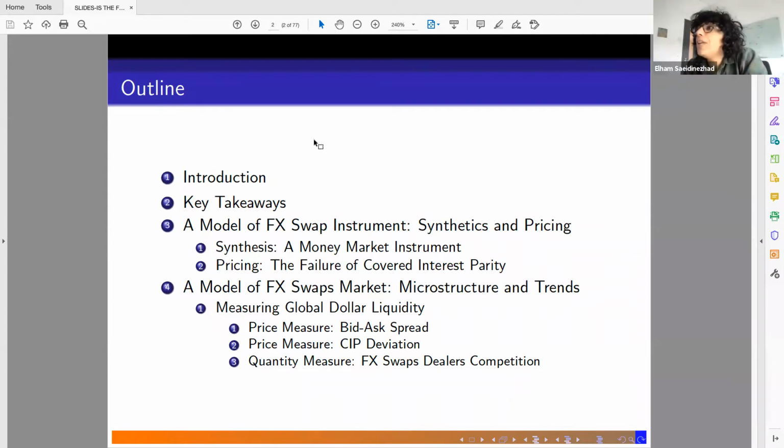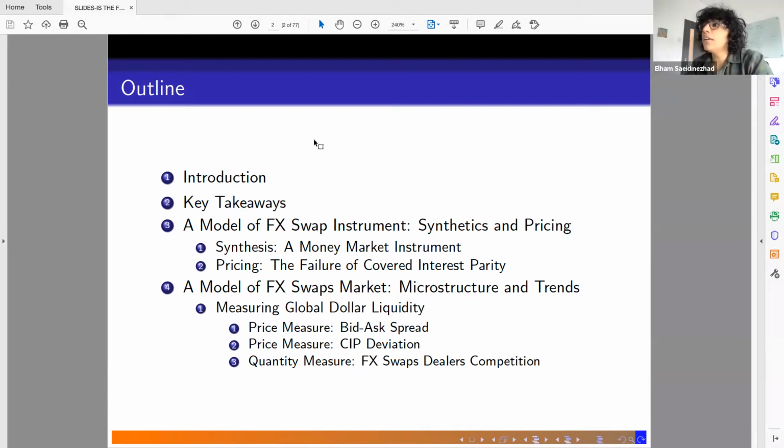I'm going to show that by looking at the architecture of this instrument and also by looking at the pricing. I'm going to talk about the very famous failure of covered interest parity and say that the failure of covered interest parity is indeed the success of FX swap as a money market instrument.